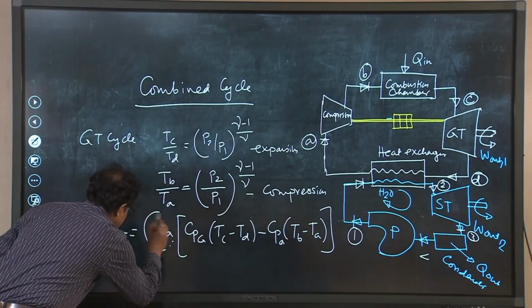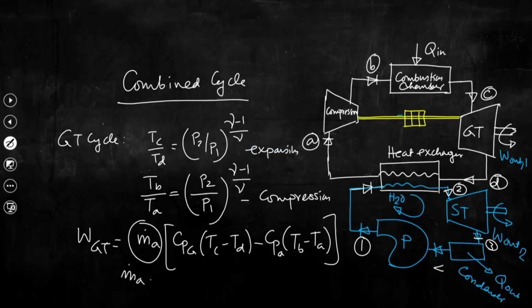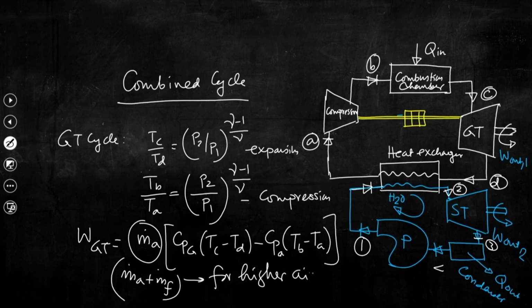So, ideally this should be m dot A plus m dot F, but if we consider higher air fuel ratio, it is more or less m dot A, because fuel is very less.